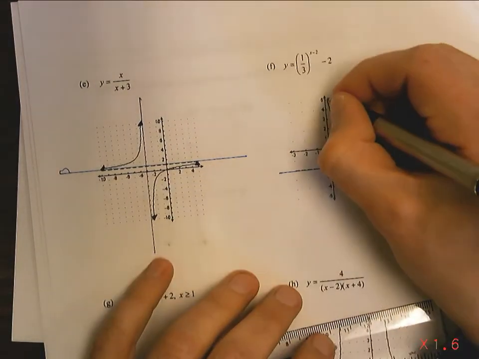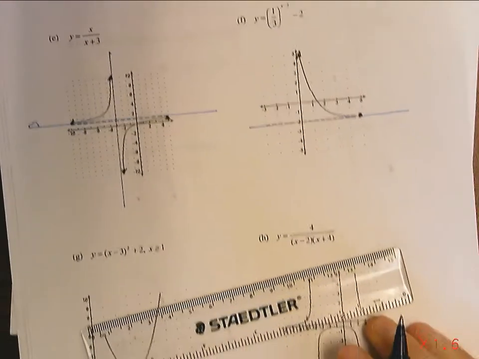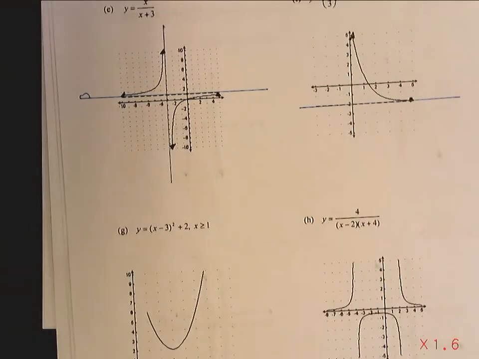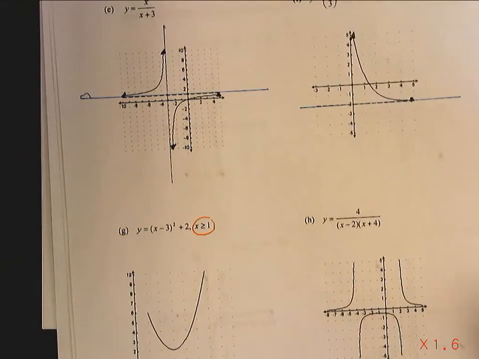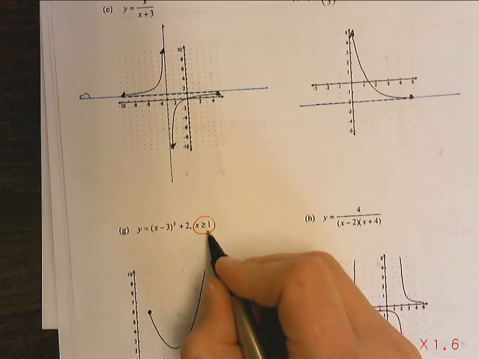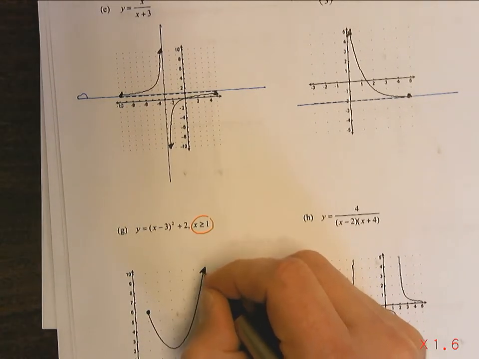Notice that your curve is still going. Now, it looks like it's touching here, but it's not. Miracle of math, we know that it's not. And over here, now look, this is what we call a restricted domain. X must be greater than or equal to 1. So that's going to be a dot. It's equal to, so it's a solid dot. It must be greater than 1, and it can keep going.